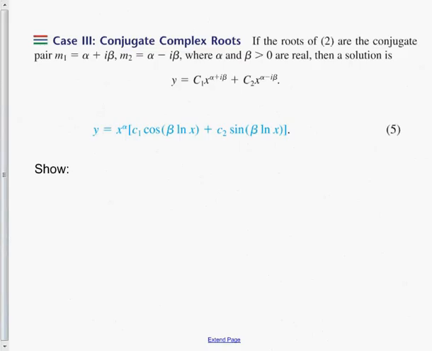What happens when, for the auxiliary equation, the roots are complex? How do we get this? Well, let's see. So here, let m equal alpha plus or minus beta i. And you recall Euler's formula.